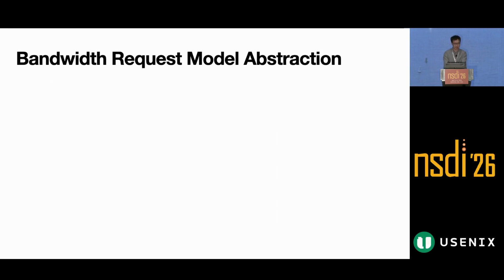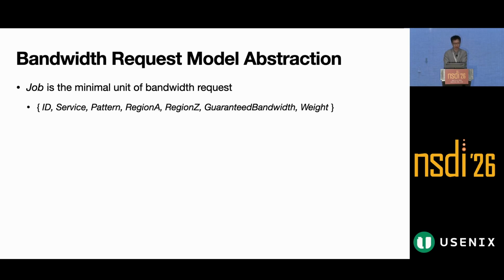Here we take a quick look at the bandwidth request model abstraction. We define a job as the minimal unit of bandwidth request, represented as a tuple: job ID, service pattern, region A, region Z, guaranteed bandwidth, weight. Each job corresponds to a collection of flows from a source region, region A, to a destination region, region Z. A single business service typically consists of multiple jobs.